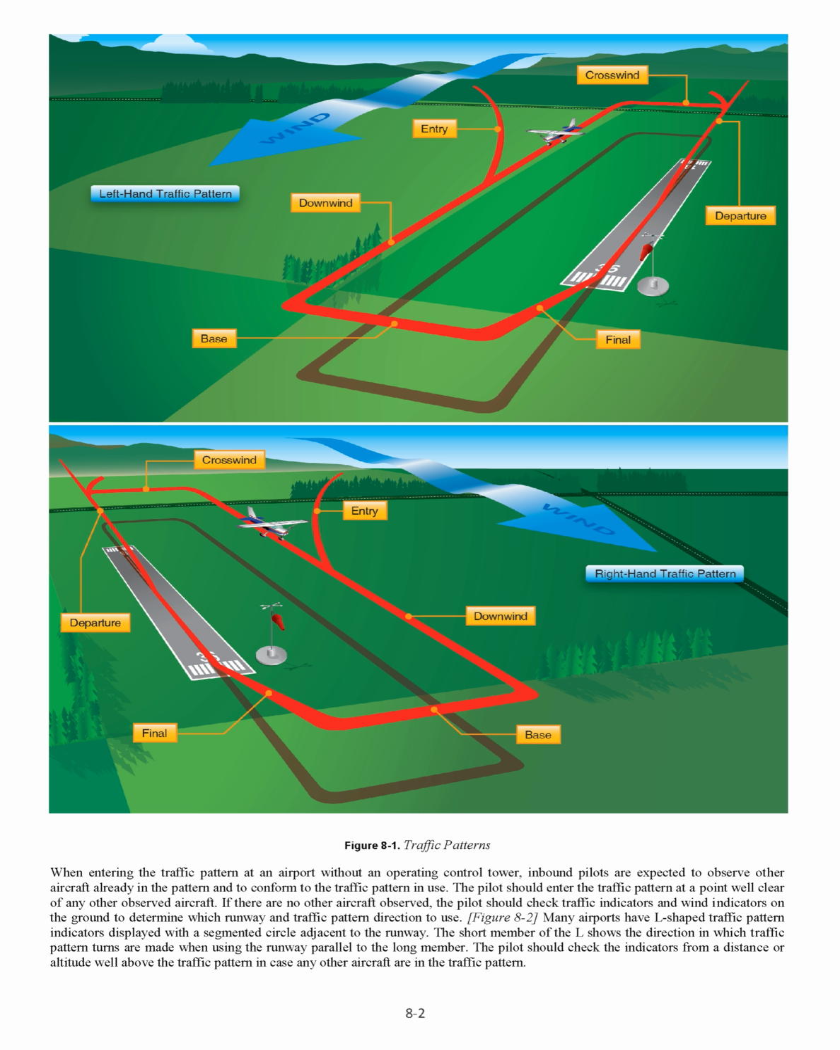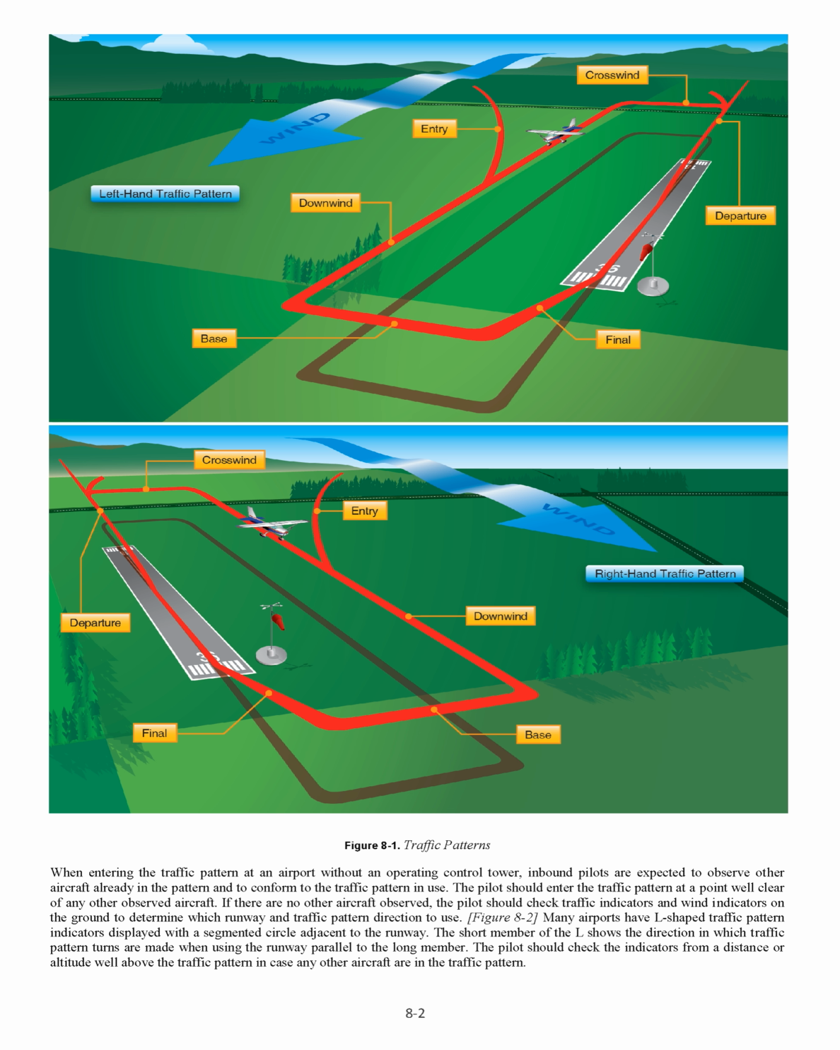When entering the traffic pattern at an airport without an operating control tower, inbound pilots are expected to observe other aircraft already in the pattern and to conform to the traffic pattern in use. The pilot should enter the traffic pattern at a point well clear of any other observed aircraft. If there are no other aircraft observed, the pilot should check traffic indicators and wind indicators on the ground to determine which runway and traffic pattern direction to use.